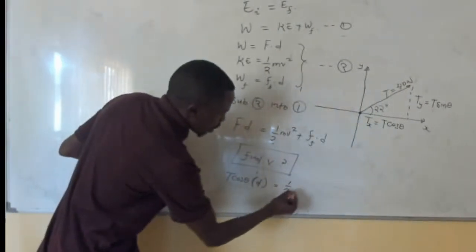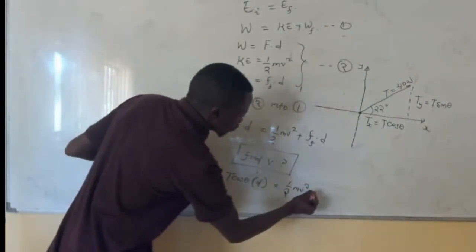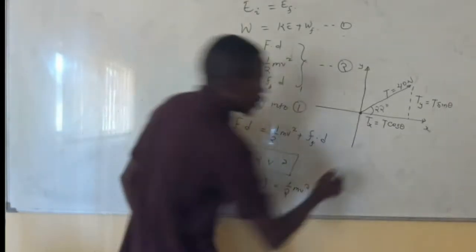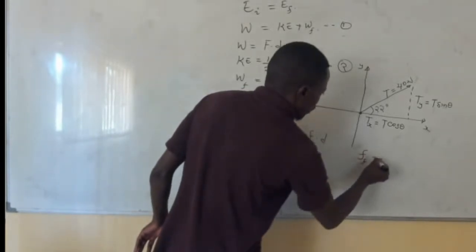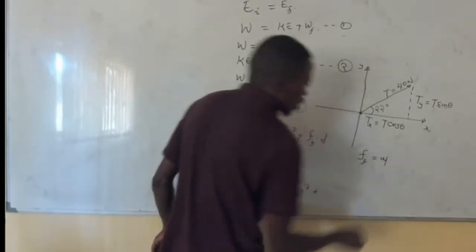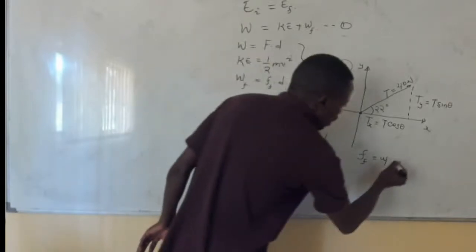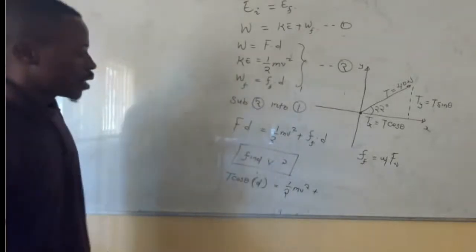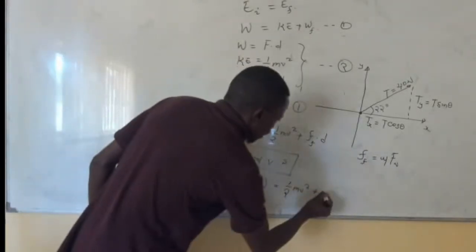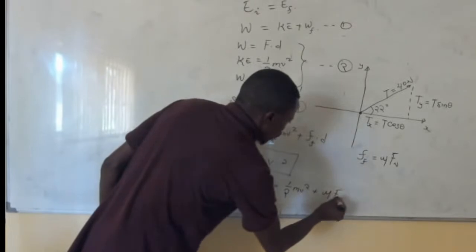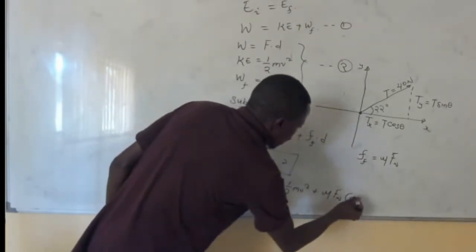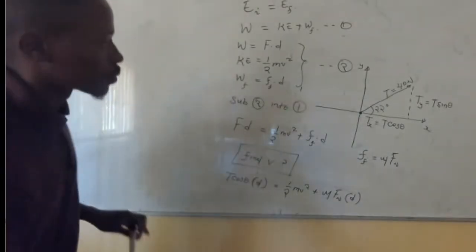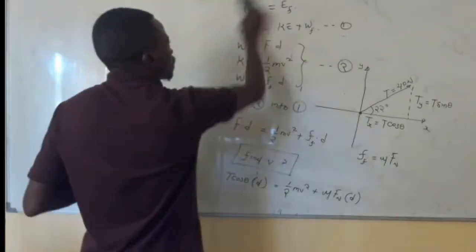That will give us half mv squared plus our frictional force. We know that our frictional force is given by Ff is equal to mu, which is the coefficient of kinetic friction, multiplied by the normal force. Okay? So we replace that by that. You have mu Fn, then multiplied by the distance d. Okay?